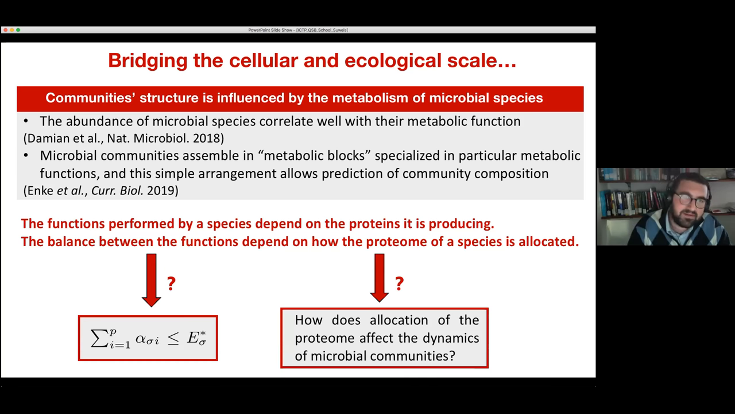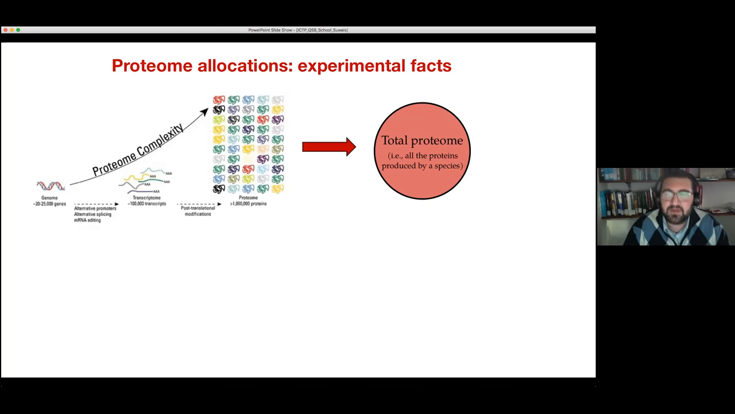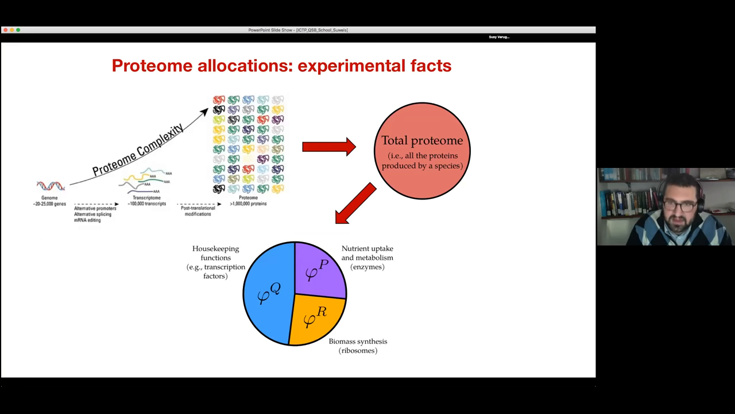So we take a step to a smaller scale and we consider a species and the complexity of its proteome, that is, all the proteins that can be produced by that species. It's known that the total proteome can be divided into three important functions or regions, denoted by Q, P, and R. All the proteome dedicated to housekeeping functions, such as transcription factors, is phi Q. So phi Q is the fraction of the proteome allocated to housekeeping functions. Typically this is hard-coded, so it is fixed. It cannot change in time because these are the minimal conditions for bacteria to work.